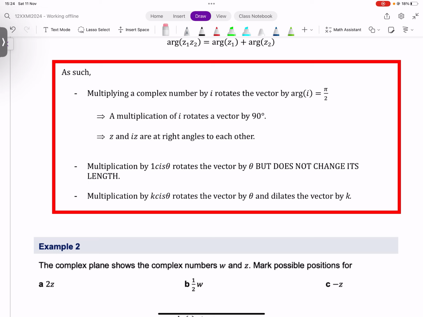Multiplication by 1 cis theta rotates the vector by theta but does not change its length. That's quite obvious because if you multiply a modulus by 1, it remains the same. And multiplication by k cis theta rotates the vector by theta and dilates it by a factor of k.